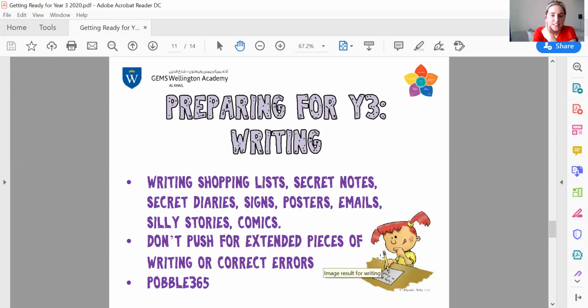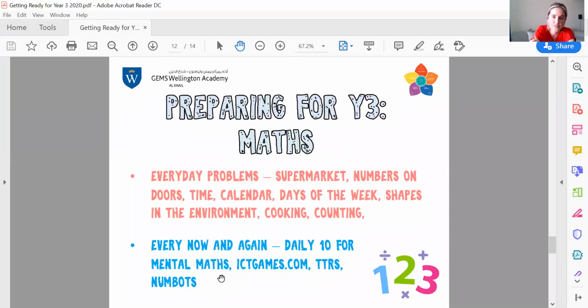with regard to writing. And then there's a website at the bottom called Pobble 365. That's got lots of different ideas for stimulants for writing, inspirational ideas for writing. And so then that leads us on to maths. Again, disguise the maths, everyday problems like going to the supermarket and working with money.